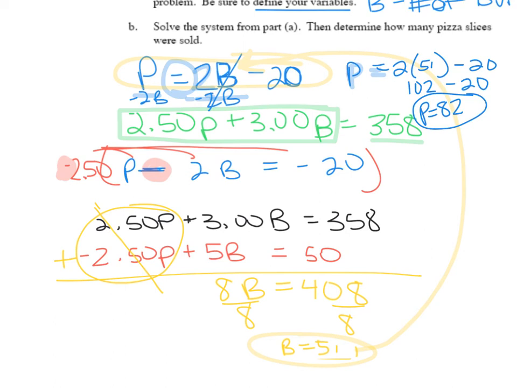And we could check our answer by plugging it into the equation about price. We knew that it was $2.50 per pizza slice, 82 slices, plus, I ran out of space, $3 per burrito, 51 burritos, and if we calculate, multiply, and add those, it does equal $358.